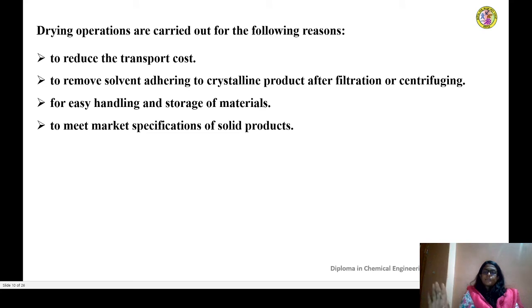To meet market specifications in solid products. The solid products from an industry have to meet some market specifications, meaning they need to contain a specific amount of moisture. In that condition, they are accepted in the market as a good product. So to meet such requirements or specifications for an end product in an operation, the solids need to be dried.